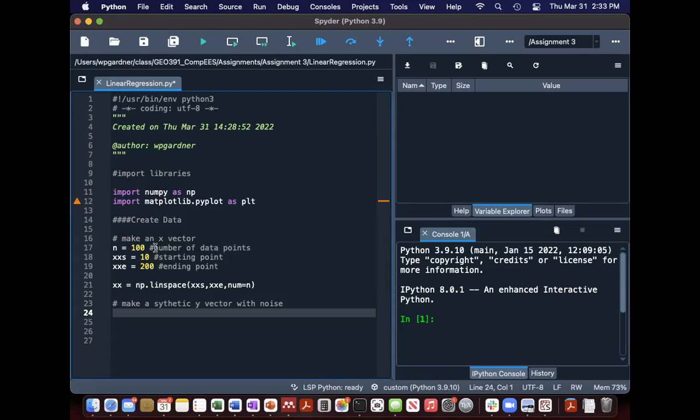So the first thing we'll do is create a known y, where we know what the real value of the slope is and what the real value of the intercept is. So let's make a real slope, m sub r, and we'll make it equal to 2. You can play around with all these later. And we'll make a real intercept.